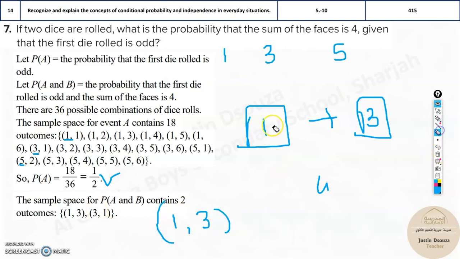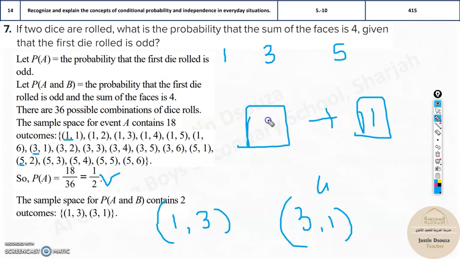Now let me take the next number. This is 3. Obviously I can't add more than 1, otherwise it'll be more than 4. So this is one more possibility. Now can I use this other number 5?